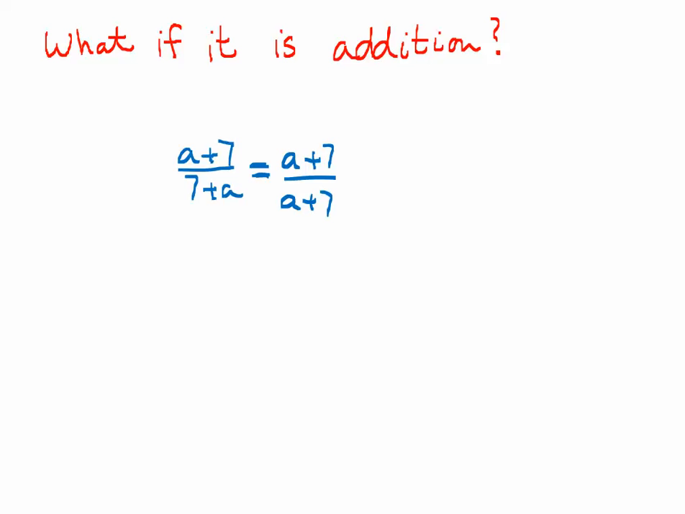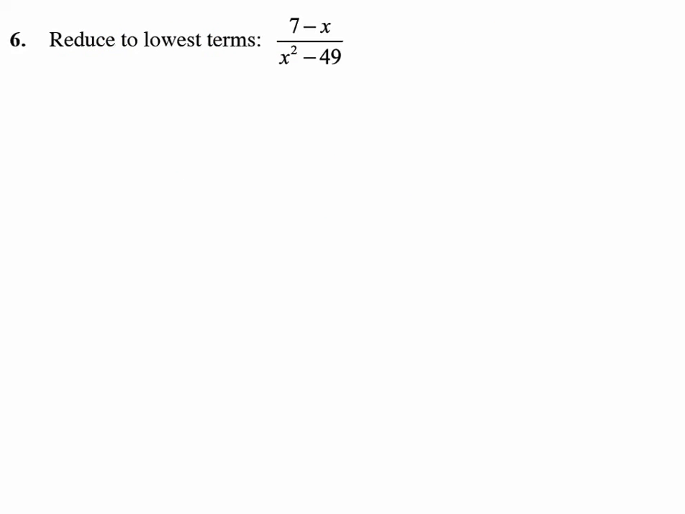Any question coming up? No? Okay. Alright, so let's use this here. Let's see if we can use this. All yours for the next problem here. So 7 minus x on top, and a difference of 2 squares on the bottom.